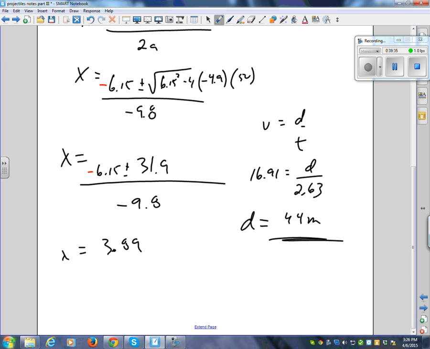3.89 seconds. Does that sound better? Yes. You had to get 75 meters. 65.8 meters, so the answer is no, right?